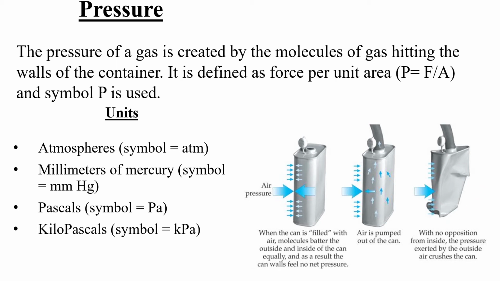The most common units that you will see in this chapter are atmosphere, the symbol is ATM, and another unit is millimeter of mercury, symbol is mm of Hg. There are other units like Pascal, symbol is Pa, and kilopascal. Again, the key here is whatever unit you are using, you will be using that unit throughout the problem, and you may have to do some unit conversion before you put the value in the ideal gas equation.